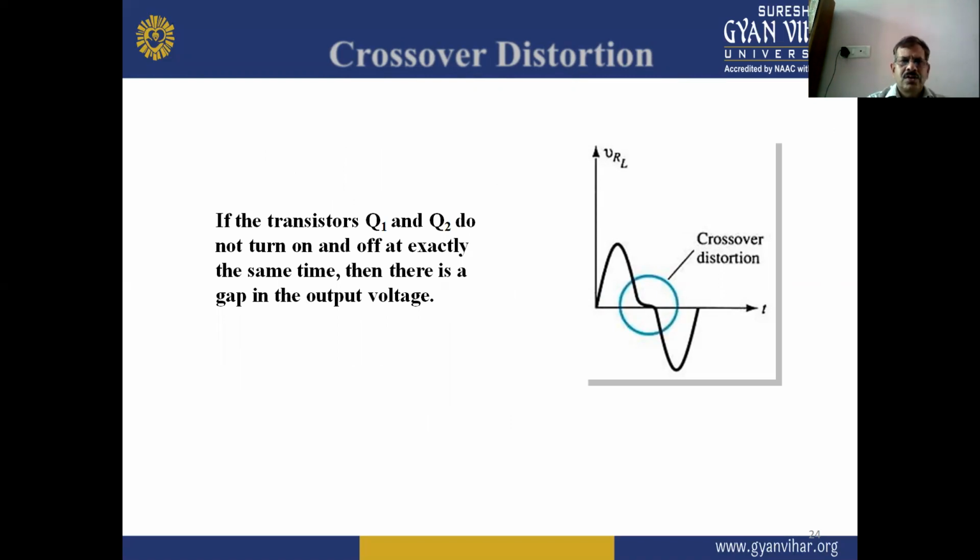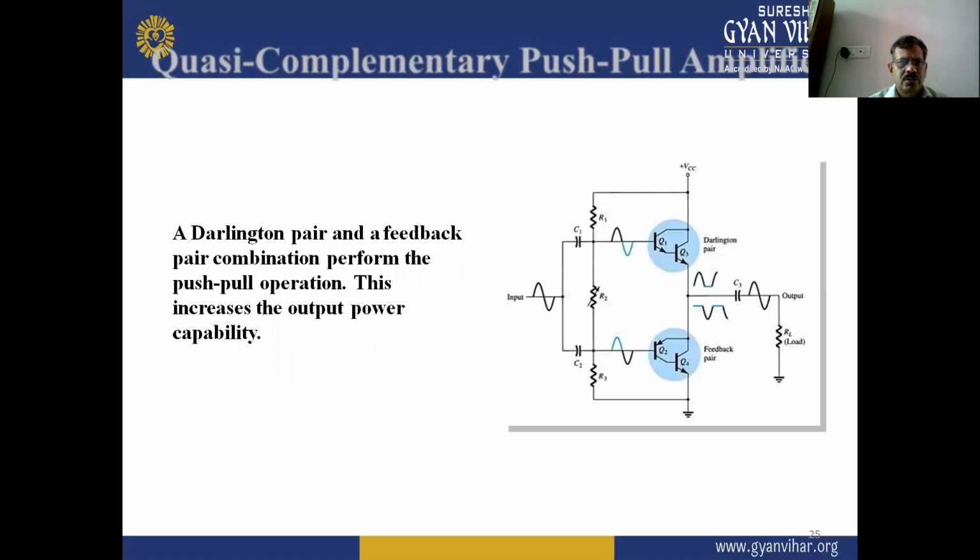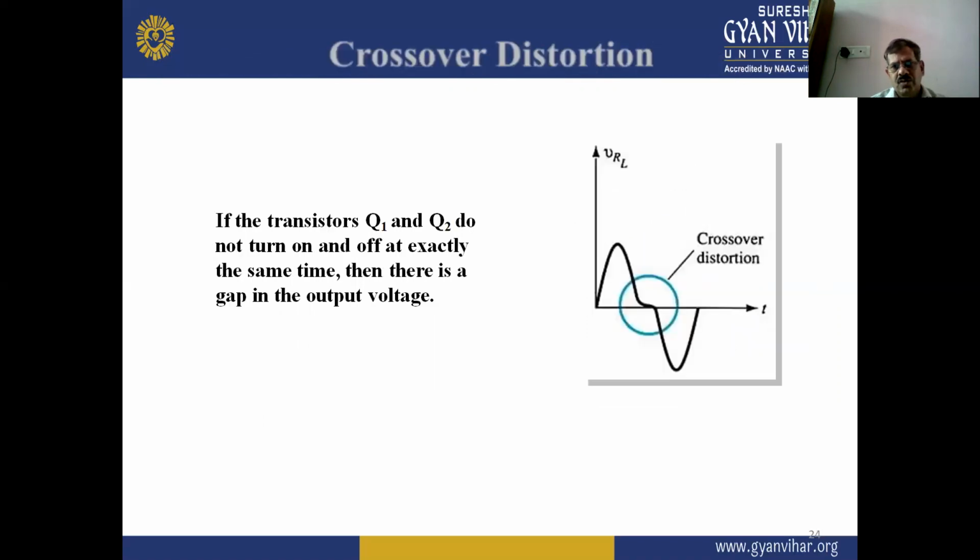So what is the crossover distortion? In this figure, we can see the crossover distortion indicated by a circle. If transistor Q1 and transistor Q2 do not turn on and off at exactly the same time, then there is a gap in the output voltage. So this is the crossover distortion.